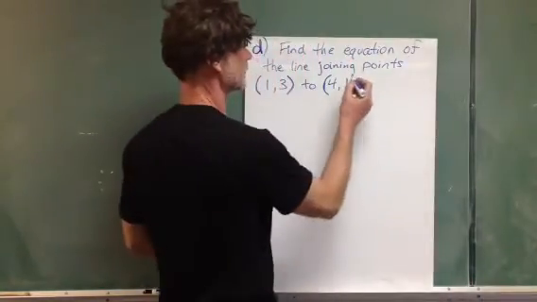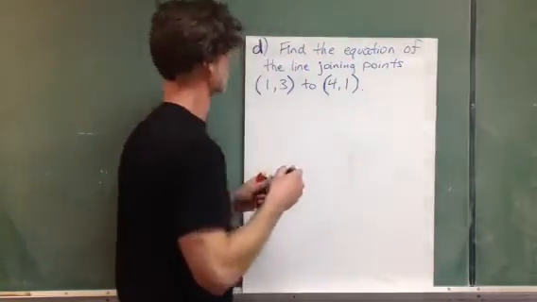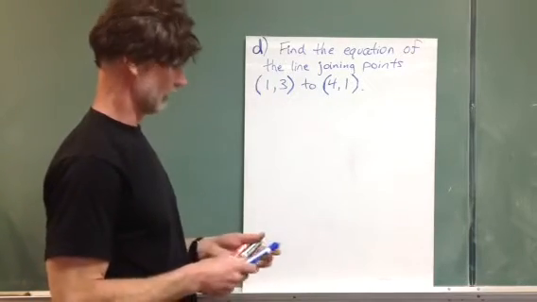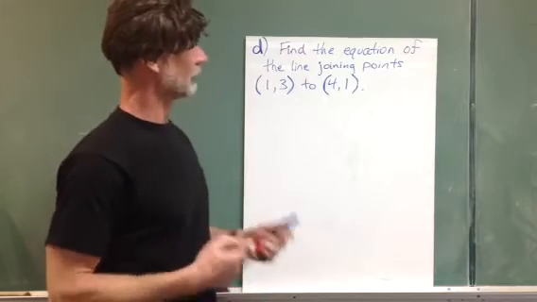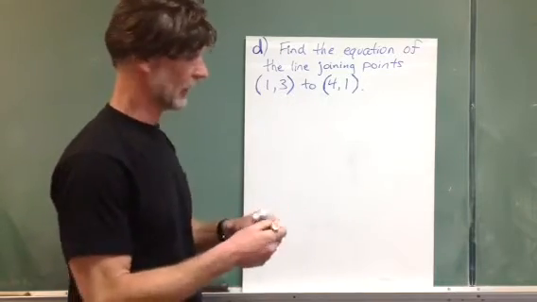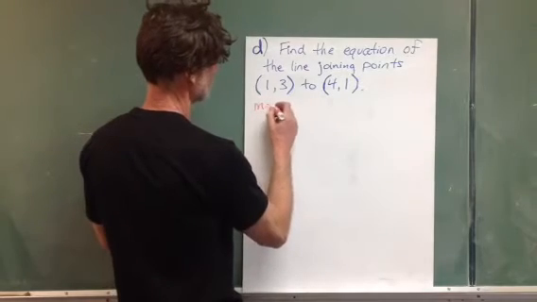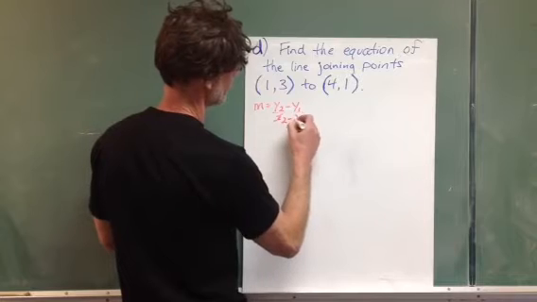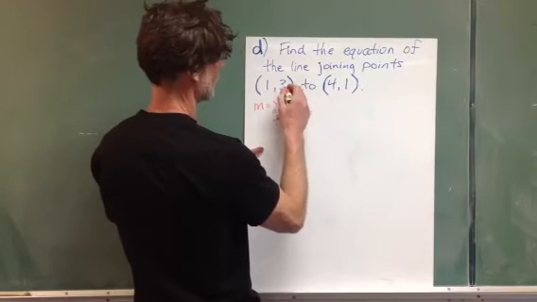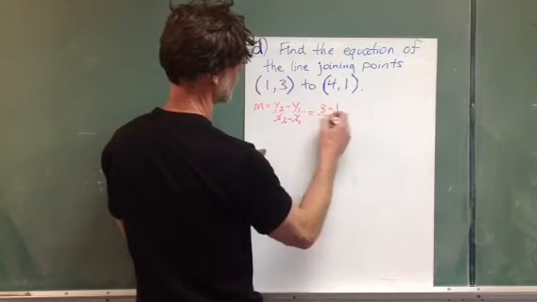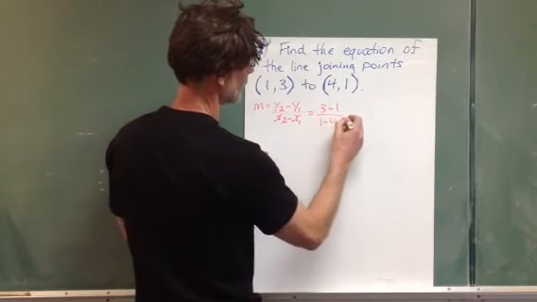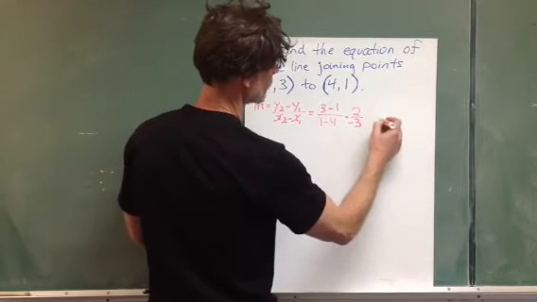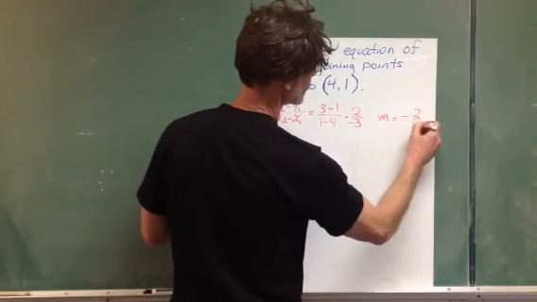One last example. Find the equation of the line joining those 2 points. Okay, well this is a different kind. Well, I don't have the slope, but I can find the slope real fast. Slope equals y2 minus y1 over x2 minus x1, which is 3 minus 1 is the y's, over 1 minus 4. So that's 3 minus 1 is 2, over 1 minus 4 is negative 3. So the slope equals negative 2/3.